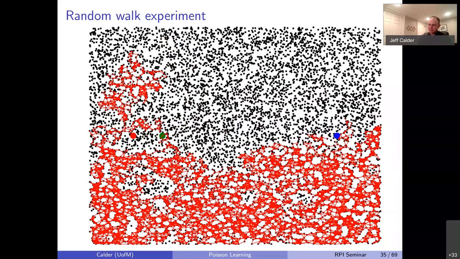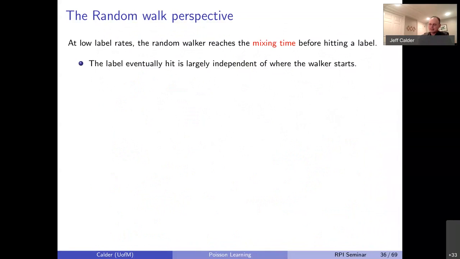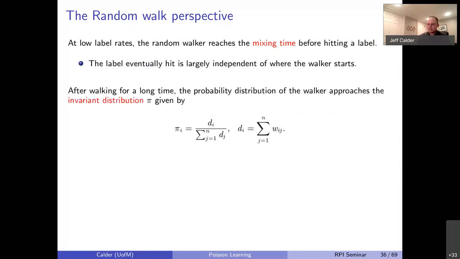But this sort of illustrates the problem at low label rates with the random walk interpretation. It's that the random walk takes too long to hit a label. So basically it forgets where it started and it sort of passes the mixing time for the random walk. And so it means that the label I hit is kind of independent, in a probabilistic sense, of where I started the walk. And so this is a bad thing for classification.